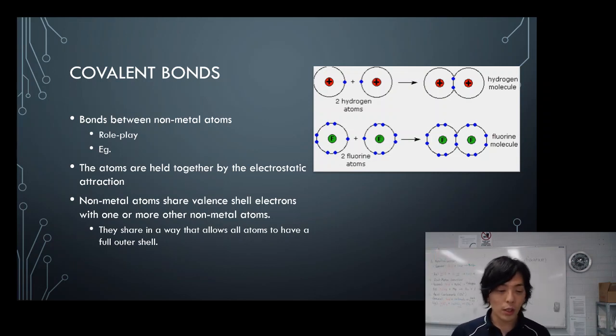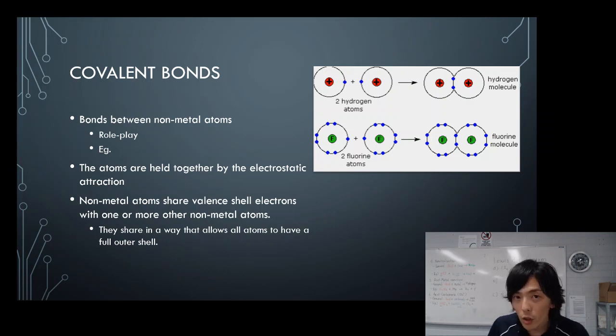The diagram above shows two hydrogen atoms sharing one electron each. So by sharing one, each hydrogen atom feels like it has two electrons, which is the most stable configuration if you only have one electron shell.